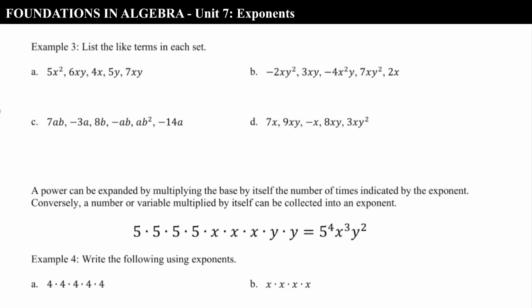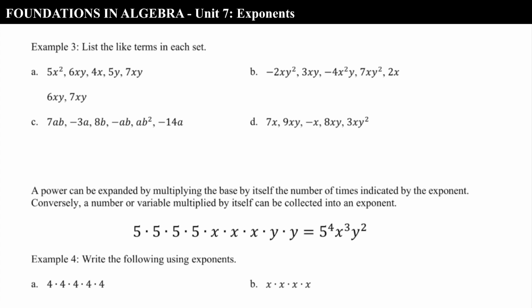So in example 3, let's list the like terms in each set. So we have 5x squared, but there's no other x squared terms, so we're going to leave that out. Then we have 6xy. Well, we also have a 7xy. So there are two of your like terms. And then 4x and 5y, they don't have anything that go with them.